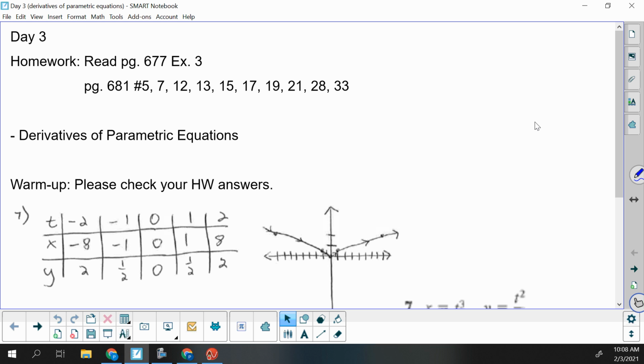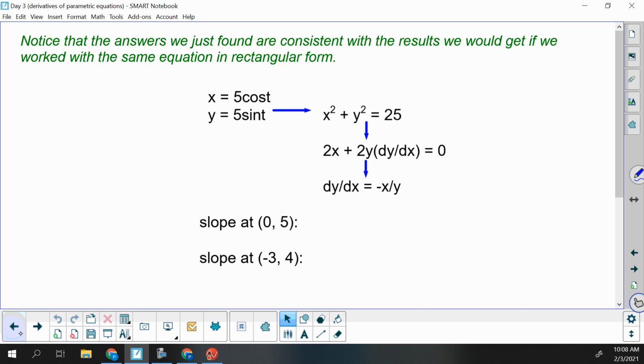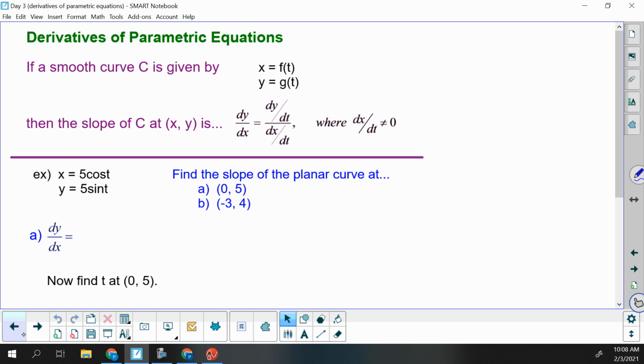All right, welcome to day 3. You should have watched the day 1 and day 2 videos on Edpuzzle for your homework, and then you didn't have to do any of the homework problems. So we're going to jump ahead in our notes packets to the day 3 notes, which starts here.